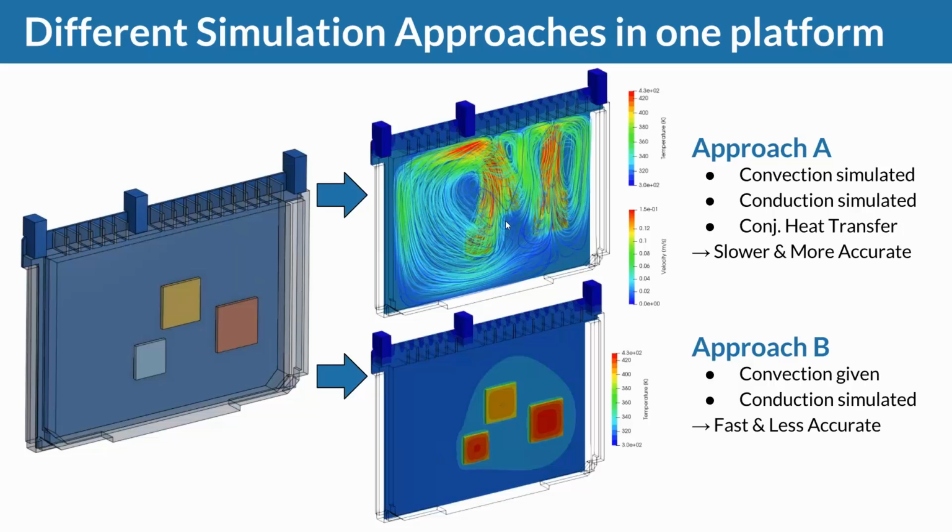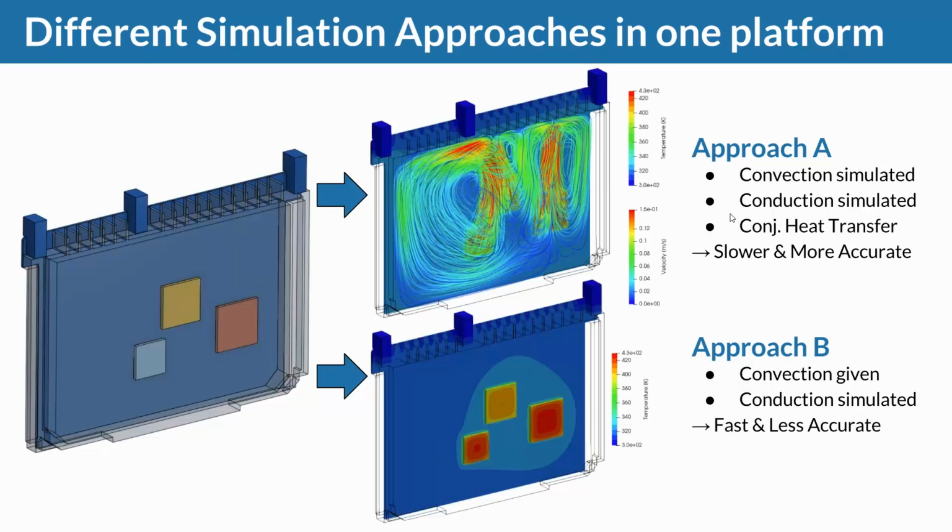Approach A would be we're simulating both convection as well as conduction. So within the solids, say the printed circuit board, the aluminum enclosure, as well as the other parts in here, we simulate conduction, and then we simulate as well the convection in the air enclosed in here. And this approach means that the heat transfer coefficient from the chips to the surrounding air is actually being computed and simulated. That would be approach A.